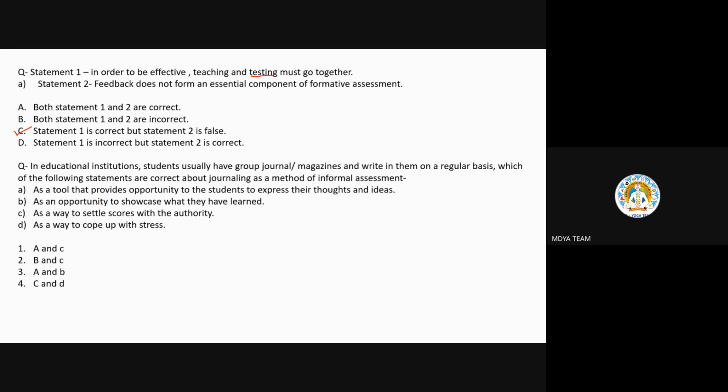Now the next question. In educational institutions, students usually have group journals and magazines and write in them on a regular basis. Which of the following statements are correct about journaling as a method of informal assessment? A very easy question. You can answer it very easily. Option 3, A and B, ma'am.